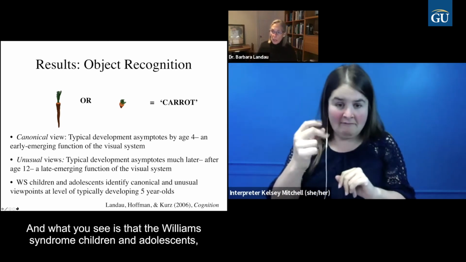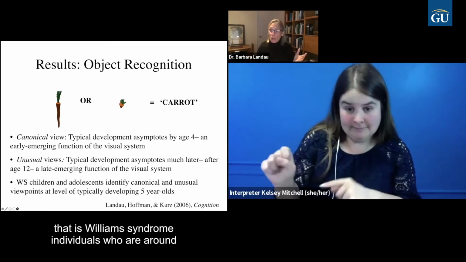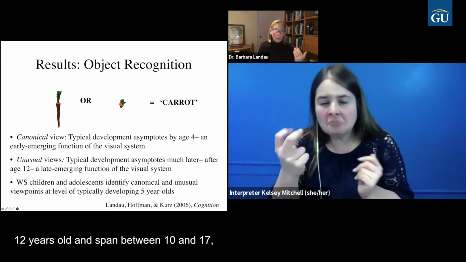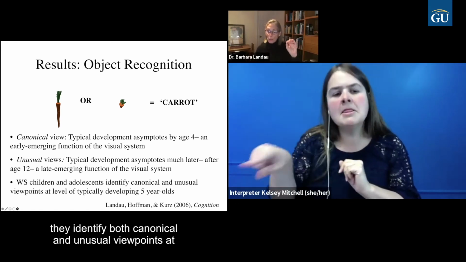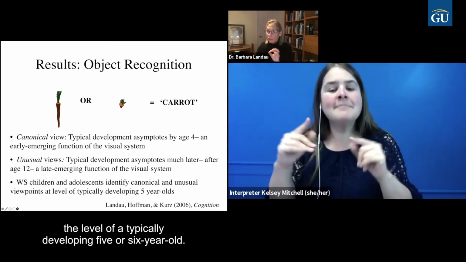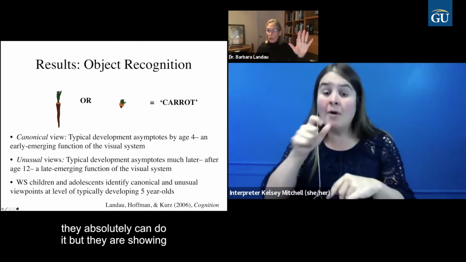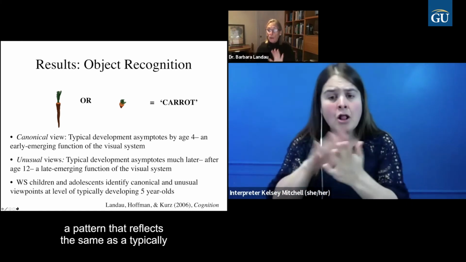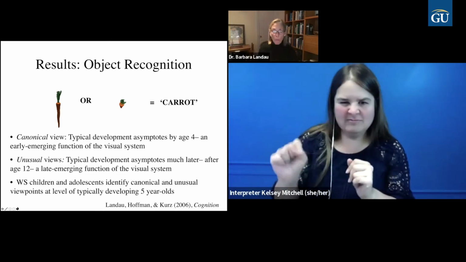And what you see is that the Williams syndrome children and adolescents, that is Williams syndrome individuals who are around 12 years old and span between 10 and 17, identify both canonical and unusual viewpoints at the level of a typically developing 5 or 6-year-old. Okay, so it's not that they can't do it, they absolutely can do it, but they are showing a pattern that reflects the same as a typically developing child, much, much younger.